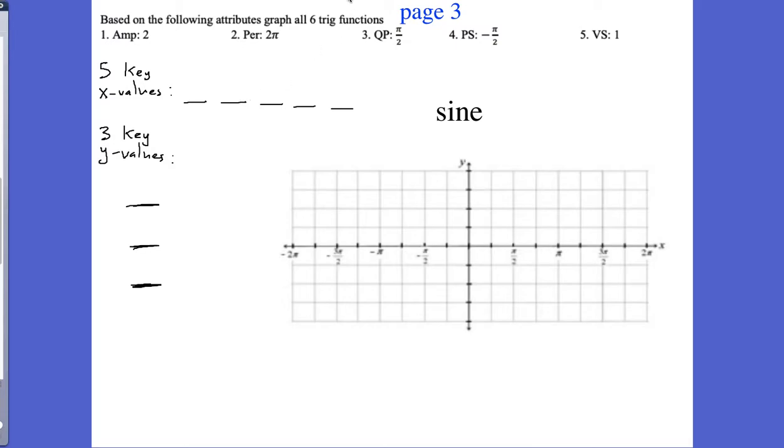Okay, welcome to page 3 of the 4548 study guide. This section is on 4.5 and 4.6, graphing sine, cosine, secant, cosecant, tangent, and cotangent.